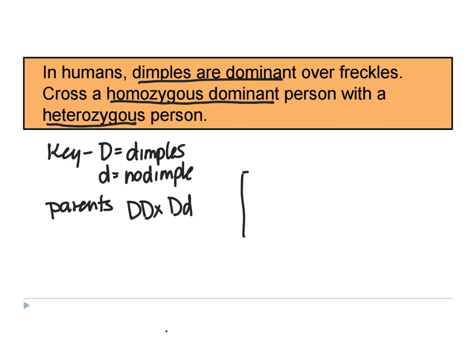The next thing that I'm going to do is set up and solve my Punnett square. Remember that my alleles separate away from each other. So here is big D, big D, each one on its own row. And here is big D, little d, each one on their own column. So I'm going to take these and fill out and solve my Punnett square.